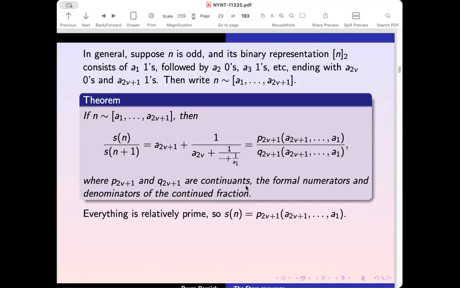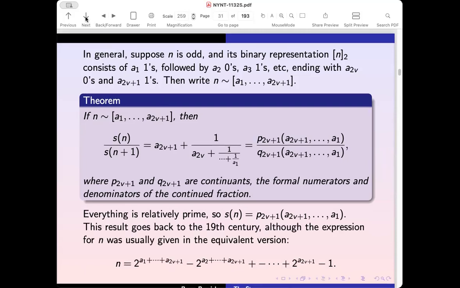The advantage of this as an enumeration of the rationals is that it's very easy to find where a particular rational appears in the sequence, which is not so much true if you do the usual diagonalizing. This is a 19th century result. It certainly isn't mine. This is the usual way it's given, where n has this alternating sum of powers of 2.